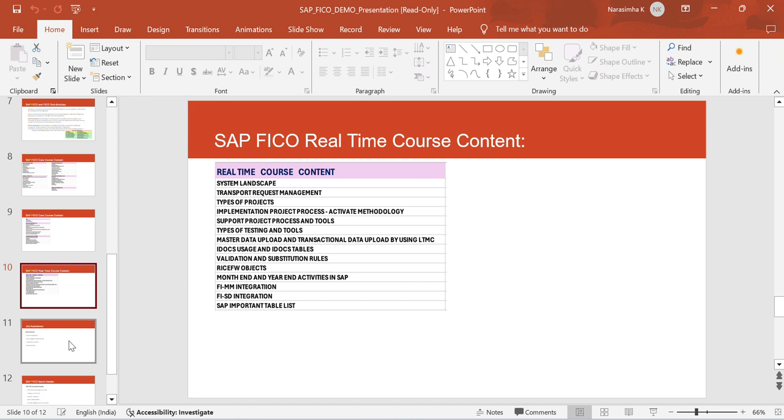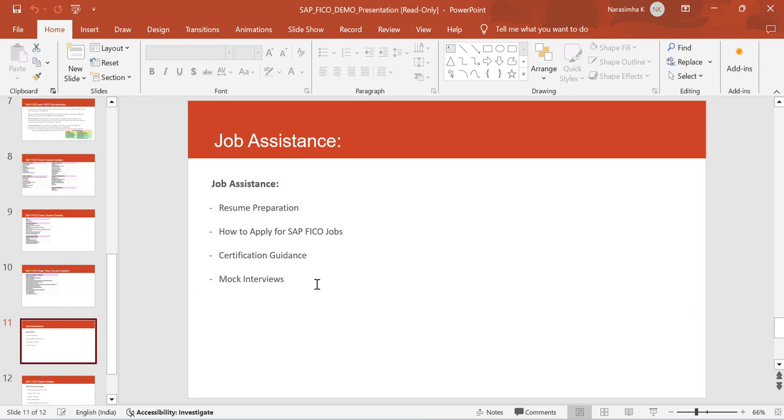Once we complete the course, if anyone wants to start preparing for interviews, we will help those people. We will prepare the resume and show how to apply. If you are planning for any certification, then we will give guidance on how to prepare. If you are attending interviews and not cracking them, then we will take mock interviews also. We will train you how to give interviews. All these things we will help with.